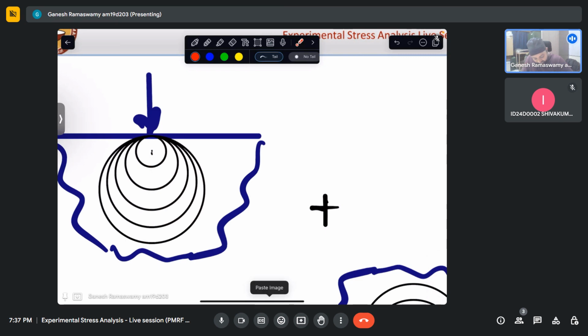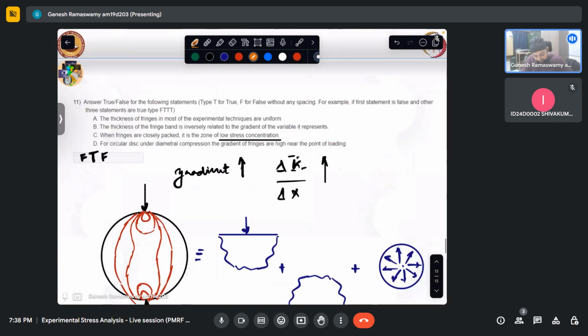So from here, let us say I draw a line like that. I can see from here to this point my gradient is very, very steep, so the thickness keeps on reducing. That is what is asked in the question: for a circular disk under diametral compression, the gradient of the fringes is high near the loading point. So near the loading points, the gradient of the fringes becomes very, very high. So that is true.